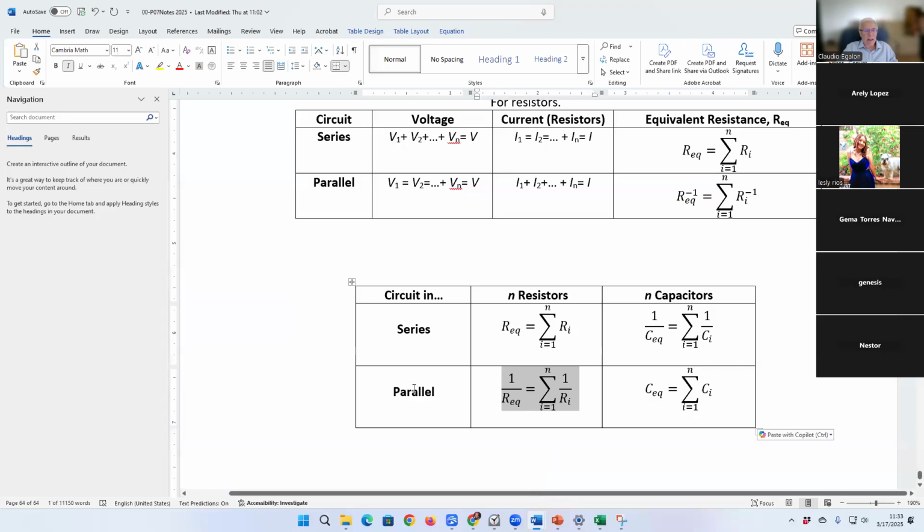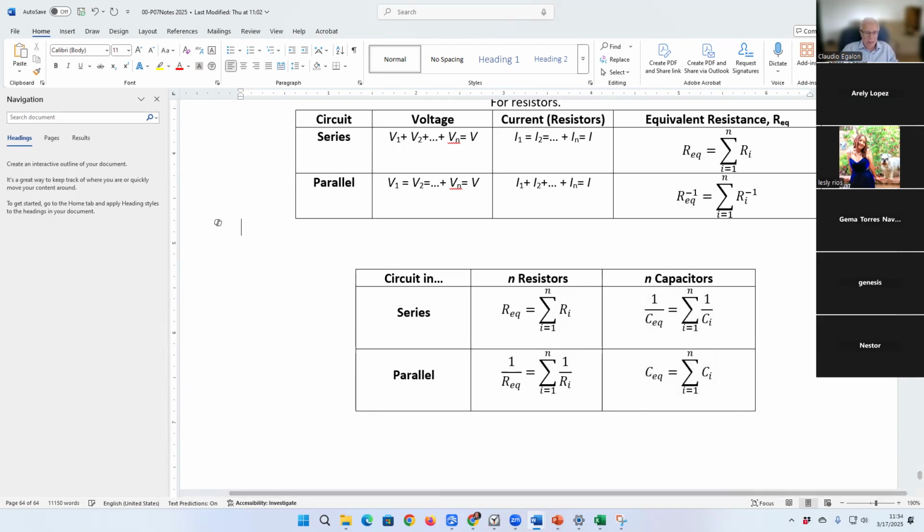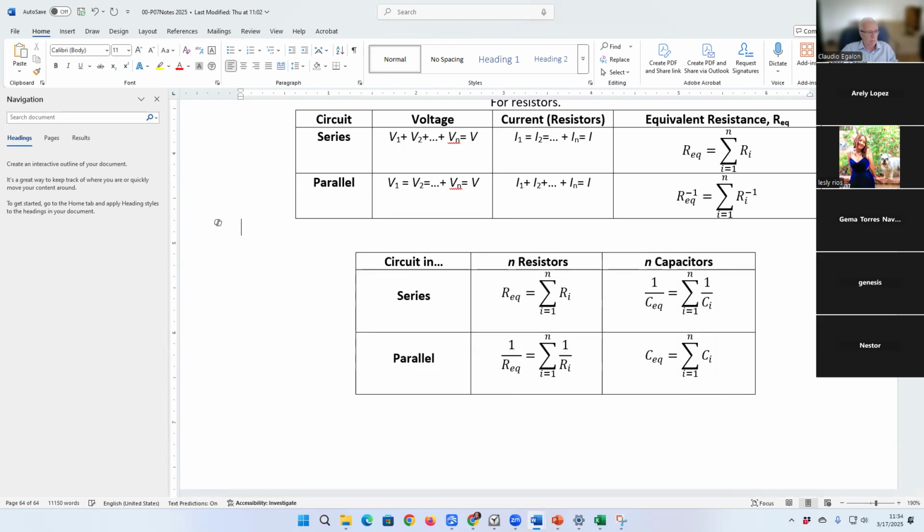And when you connect capacitors in parallel, the equivalent capacitance is going to be given by the same formula as the equivalent resistance in series, just because of that proportionality relation that I showed to you. So it's flipped, right? It's flipped. And we can prove that. It's possible to prove that mathematically.